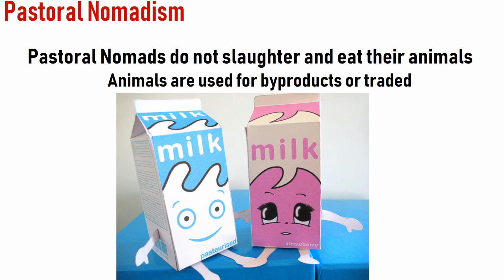And like I said, pastoral nomads do not slaughter and eat their animals. The animals are used for their byproducts because you can slaughter a cow one time and get meat one time, or you can have that animal provide milk and other dairy products.